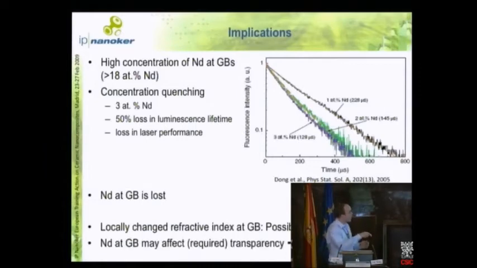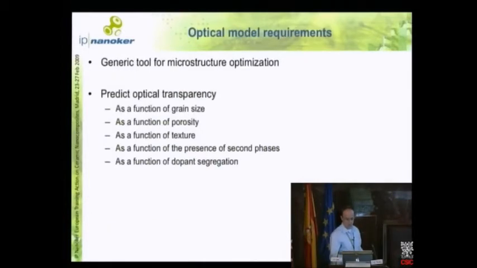Okay, so we would like to do some optical modeling to actually see this transparency as a function of grain size. The requirements for the optical model would be, first of all, we would like to make it generic, not only for YAG, we would like to do it for every type of ceramic. We would like to predict the optical transparency as a function of grain size, the porosity, the texture in the material, the presence of second phases, and, for my case, the segregated dopant layer.